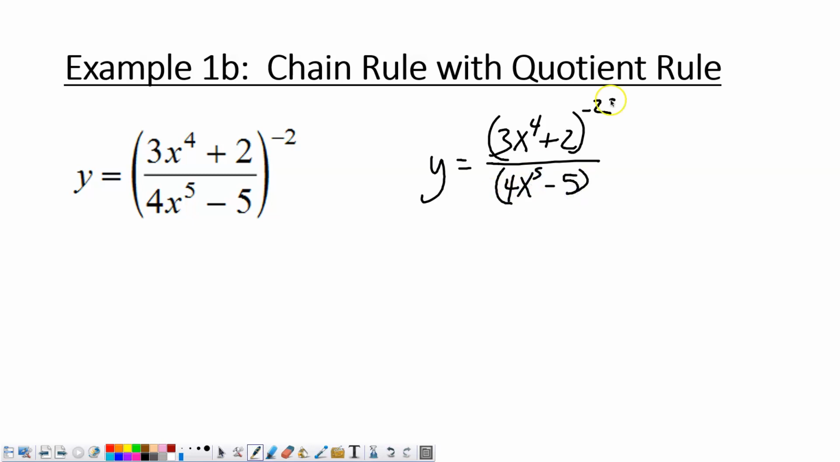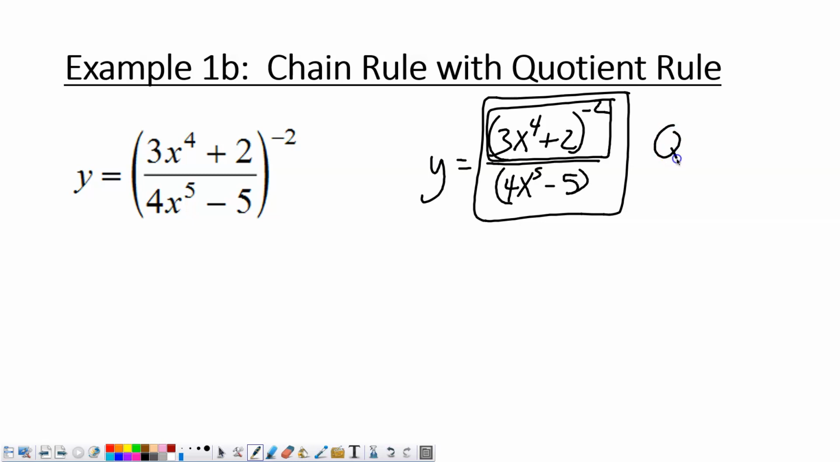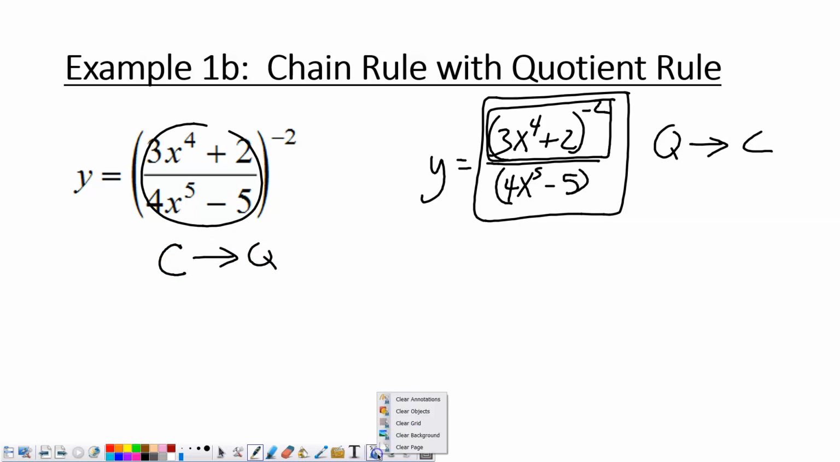Well, now the chain rule, the inside-outside function, that's only a part of the quotient. So now the chain rule is inside of a quotient. And so for this one, you would do quotient first, and then you would do chain rule. But for this one, since the quotient is the inside function, you're going to do the chain rule first, and then the quotient. Okay? So those are different situations.